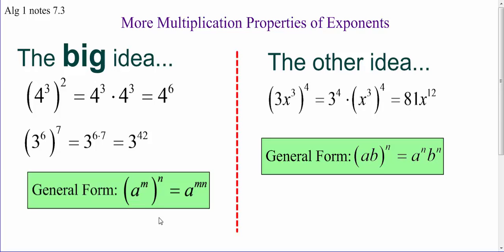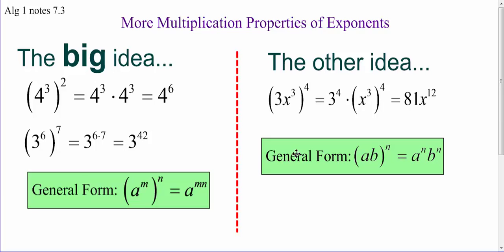And remember, that's in contrast to this situation where we had something like, I'll write it up here, 3 to the 6th times 3 to the 7th. That was 3 to the 13th. So in this case, you add. This is different because it's a power of a power. You multiply. All right, so the general form is written down here.